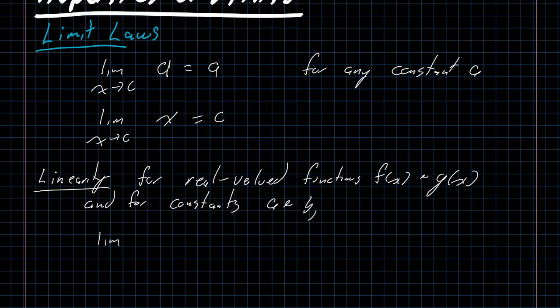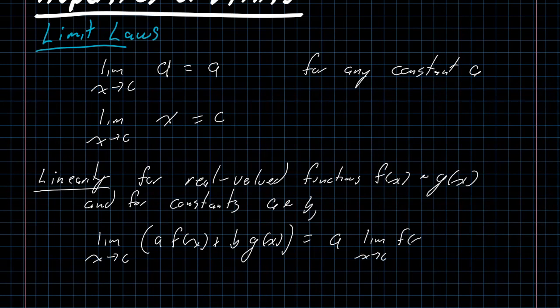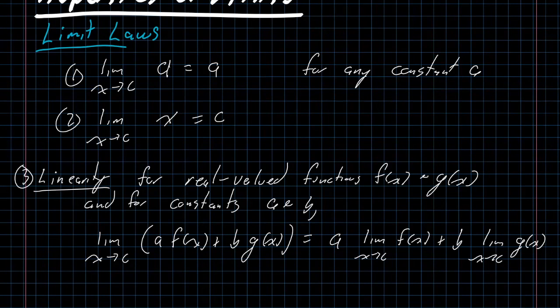the limit as x approaches c of a times f of x plus b times g of x is equal to a times the limit as x approaches c of f of x plus b times the limit as x approaches c of g of x. Right. 3 properties in, and we really can get somewhere already.